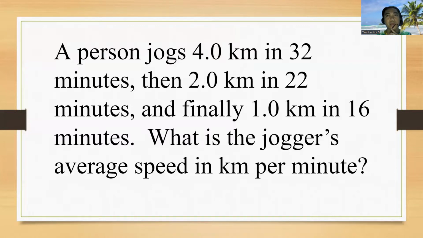Last one na ba ito? A person jogs 4.0 kilometers in 32 minutes, then 2.0 kilometers in 22 minutes, and finally 1.0 kilometer in 16 minutes. What is the jogger's average speed in kilometers per minute? Kindly pause this video, try to answer this problem, and share it in our comment box.